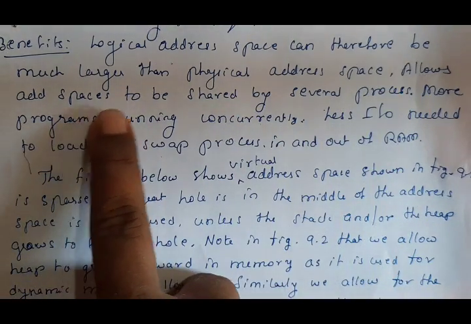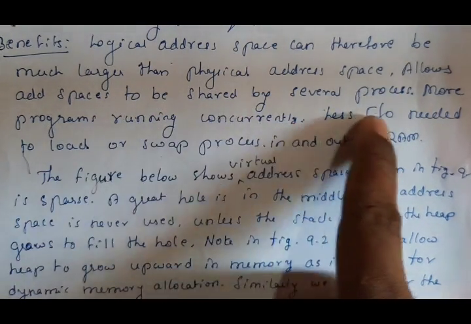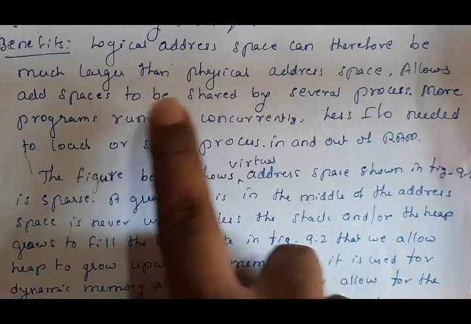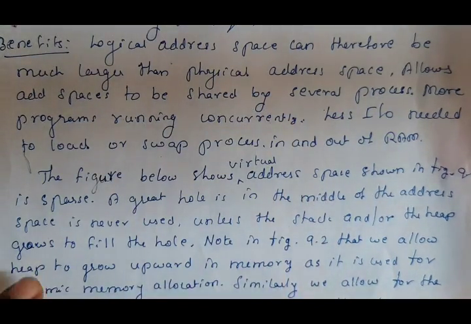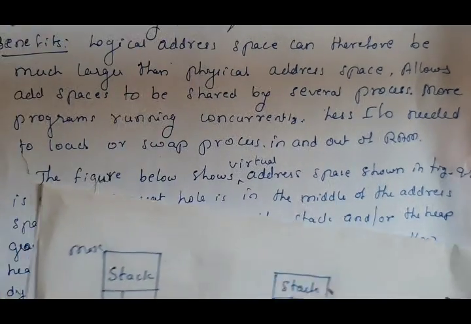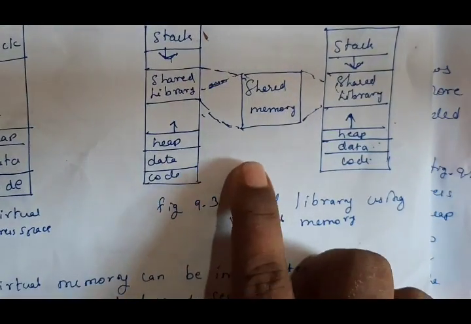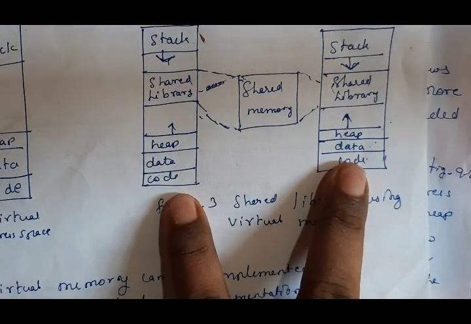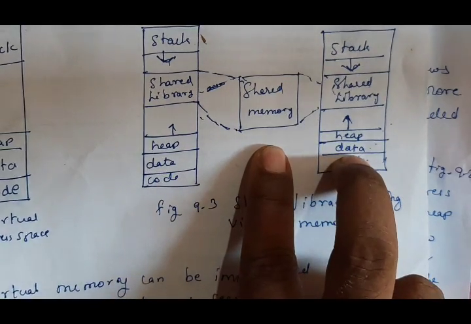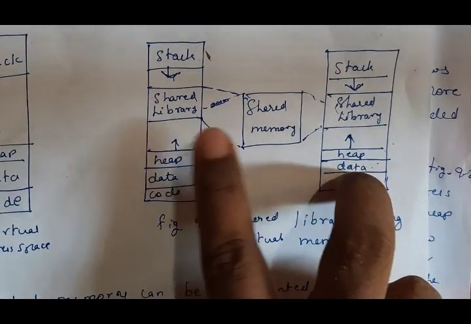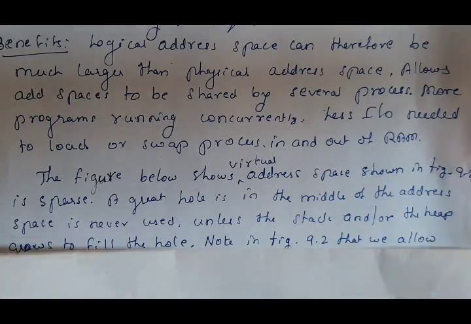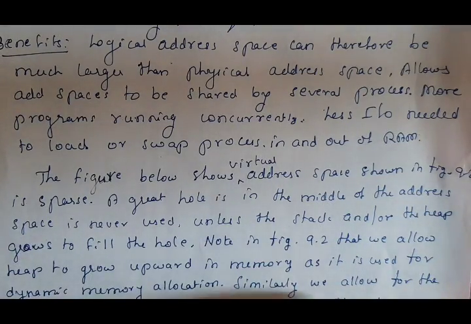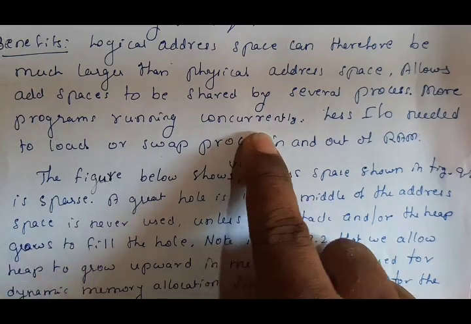It allows address spaces to be shared by several processes. So here the processes can share. These two are the processes, and they can share some data. Can share the data by several processes.